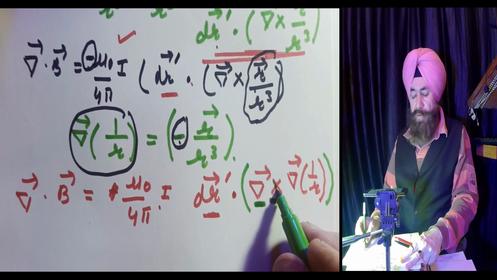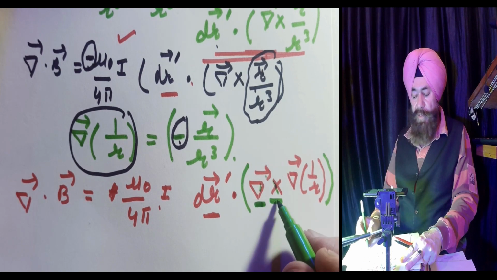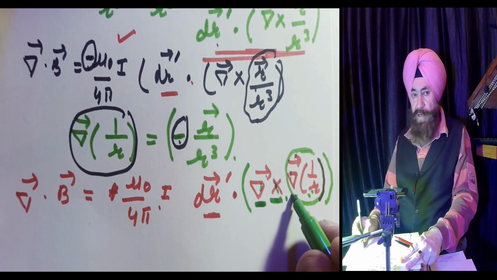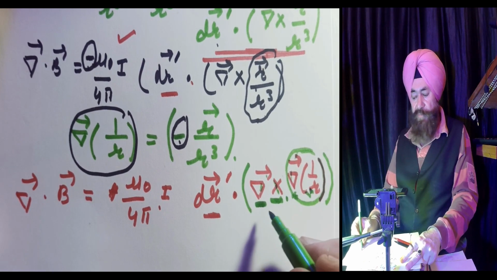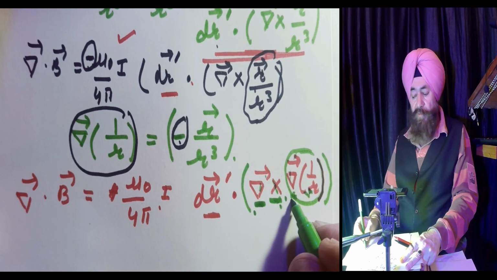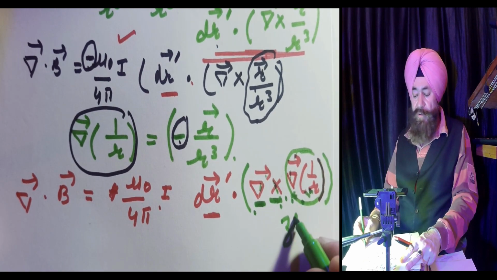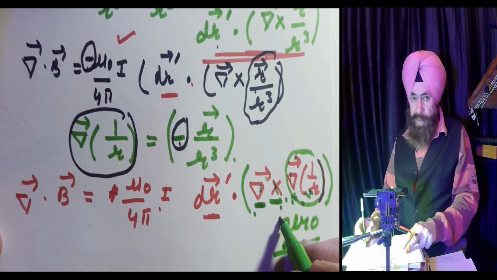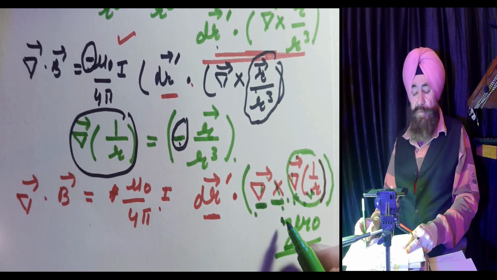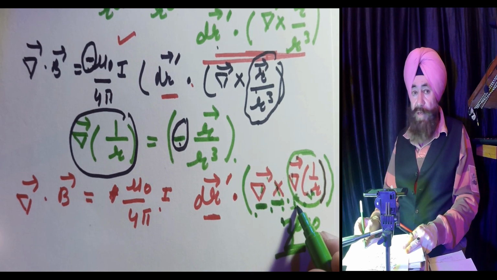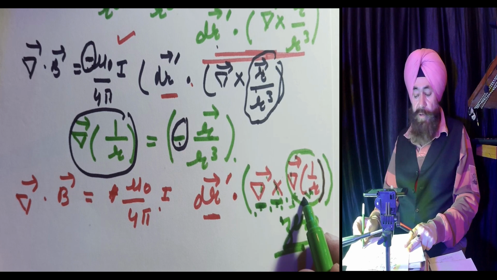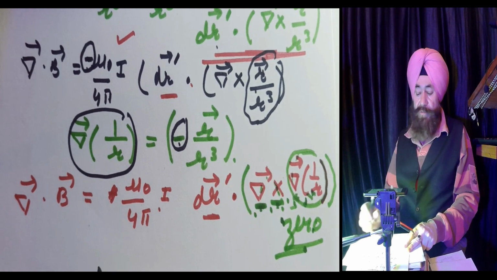Curl of this: cross product means the del operator. That means curl of the gradient, del of vector 1 over r, is the gradient of some function. Curl of the gradient of a function is always 0. If you know it, then it is good. If you don't, write me. But you can prove it very easily, no problem. The curl of the gradient is always 0.